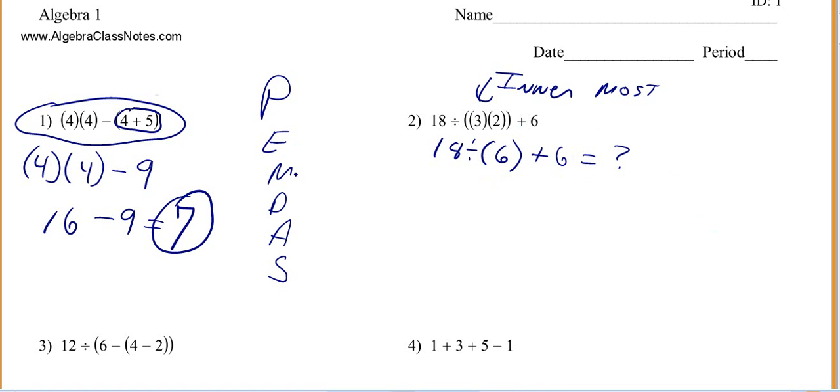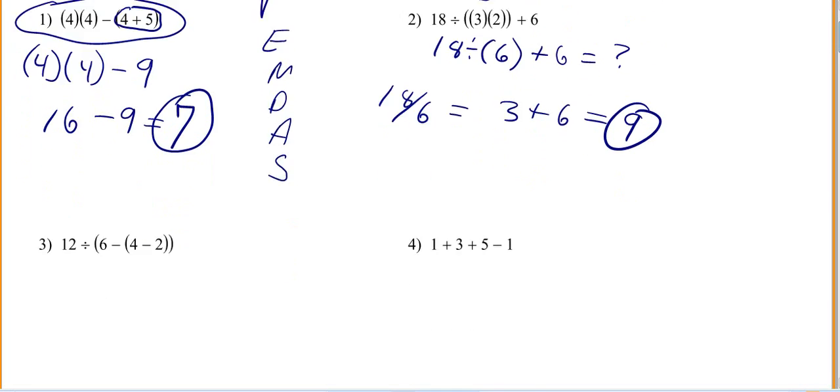There's nothing else to multiply. We've got division. So you're going to do 18 divided by 6. 18 divided by 6 is 3, right? So now you're left with 3 plus 6, which is equal to 9. So that's example 2 here. Just remember to start with your innermost set of parentheses.